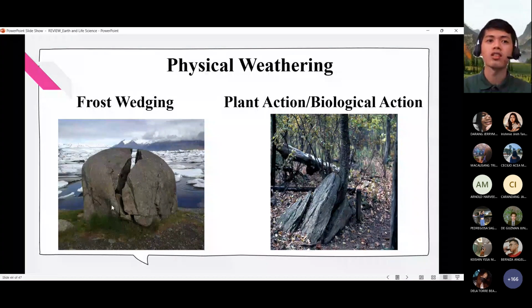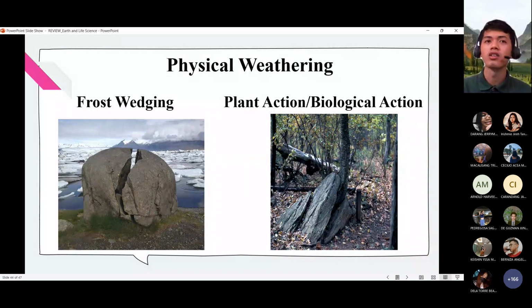Okay, we have humans also, they also contribute to biological activities in physical weathering. Now, ito yung frost wedging. Ito yung sinasabi ko sa inyo. Okay? Now, plant action, biological action. Whenever yung roots ng plants natin, say for example, sinisip nila yung water content ng rocks natin, okay? The rocks become disintegrated, okay? Lumalaki din yung mga roots nila, so naapektuhan yung rocks.